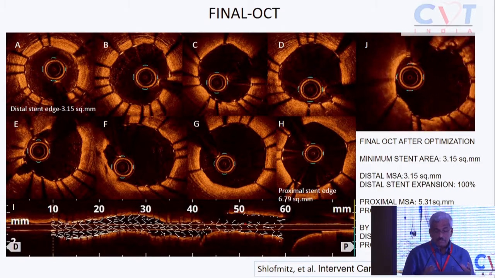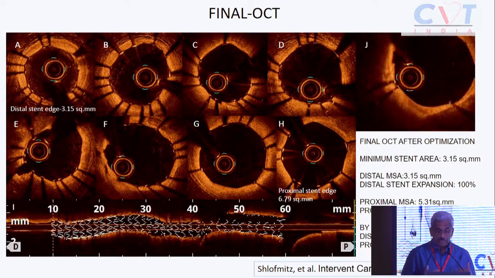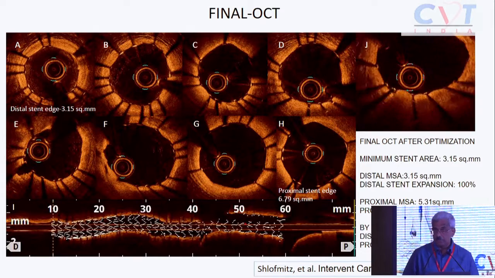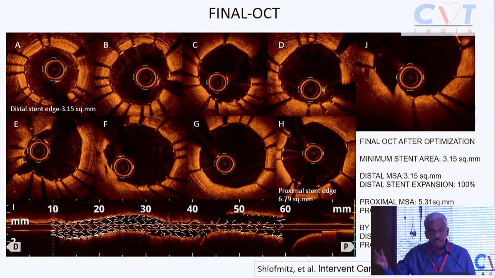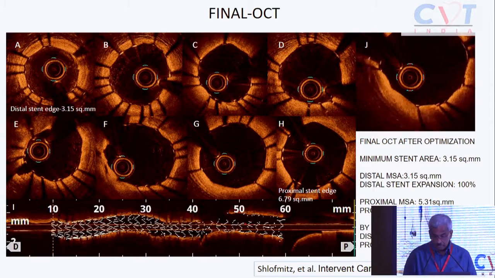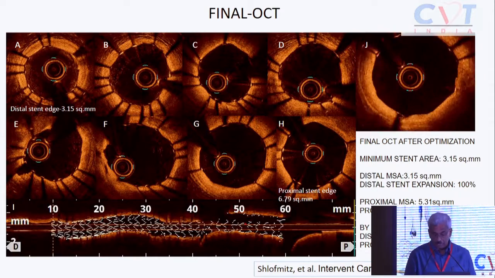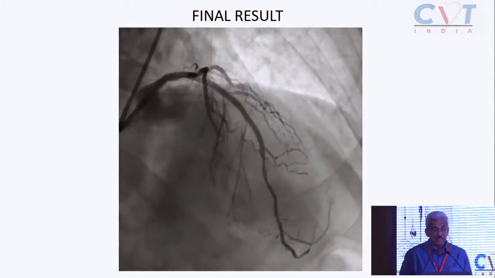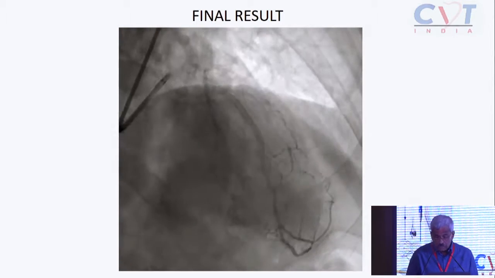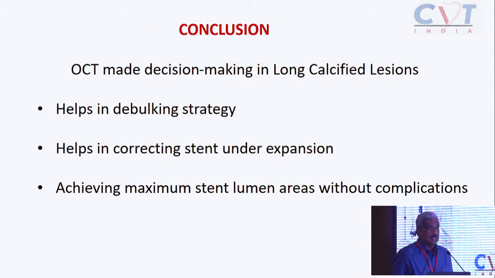So this is, by Illumin criteria, distal stent well done, but proximal stent is about 8% underdone. But that's fine, because I've got a good reasonable lumen in the proximal LAD, and that's my final result. So this is how you use OCT-based decision in long calcified lesions.